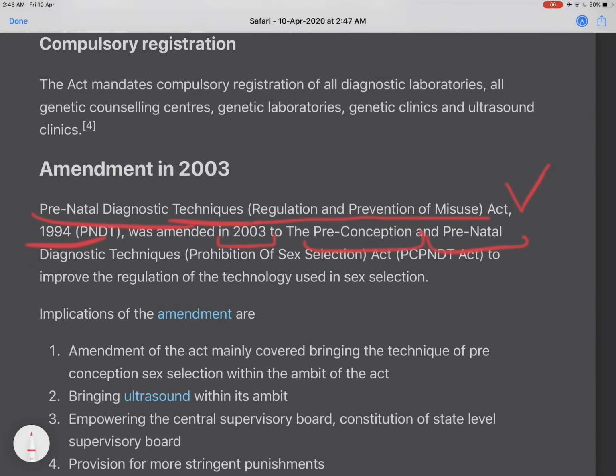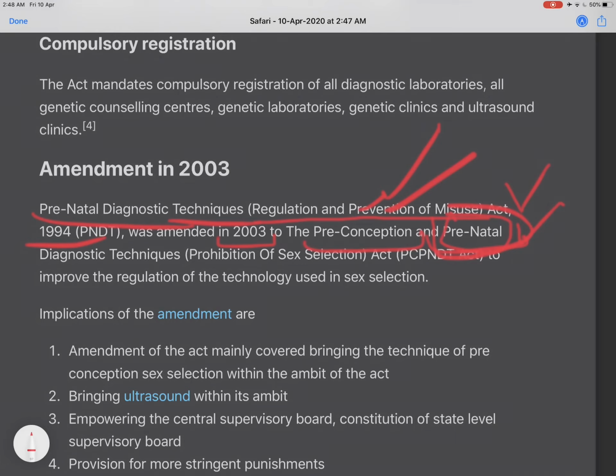So, the notion of having a male child is so deeply rooted in our society that when an act was there to prohibit prenatal sex selection, then people came up with preconception sex selection. It's like going for a male child only during the pregnancy. So, if it's a female child in the womb, then that female baby would be killed. So, prenatal sex selection was there. But then came the idea of preconception, that even before conceiving, there has to be some procedure so that only a male child is born. So, the government had to bring in preconception prohibition of sex selection as well.